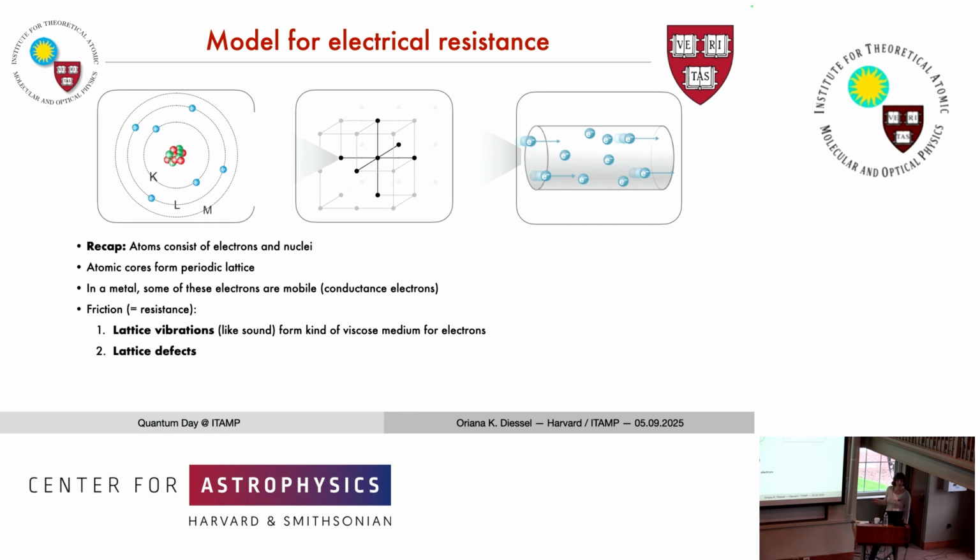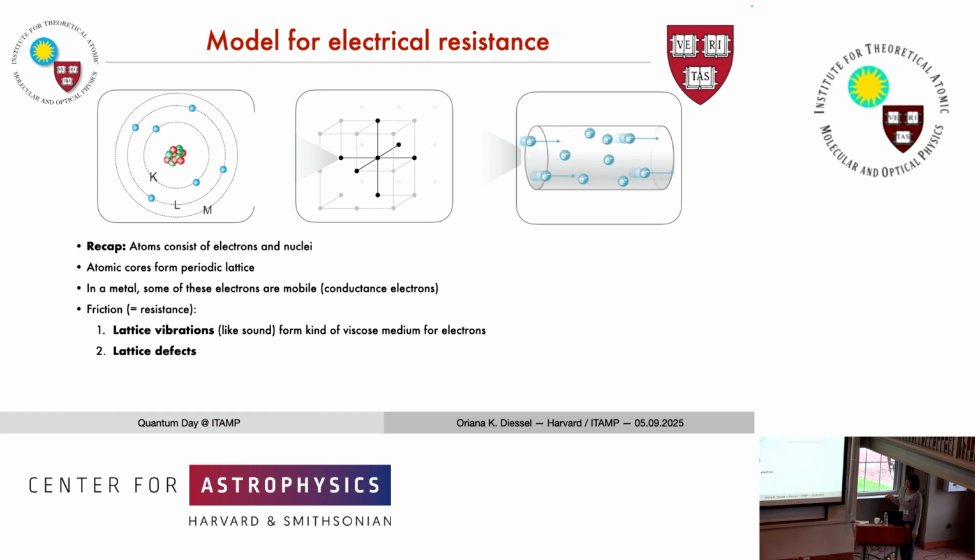which are first of all lattice vibrations. So think of these atoms, they don't sit perfectly in place, but they can wiggle around a bit around their equilibrium position, and this gives rise to these lattice vibrations. So you can basically think of them as some kind of viscous medium for the electrons, which will give rise to friction for the electrons and therefore resistance.